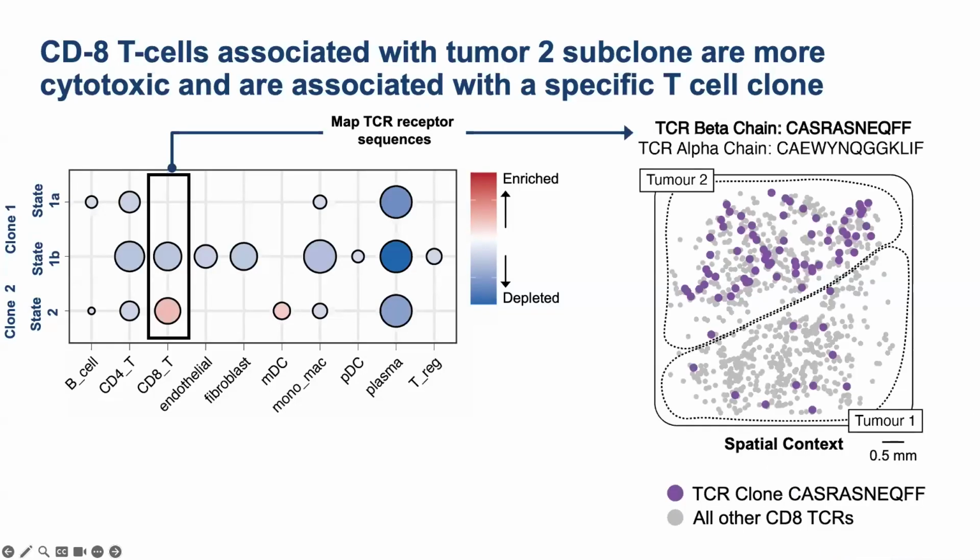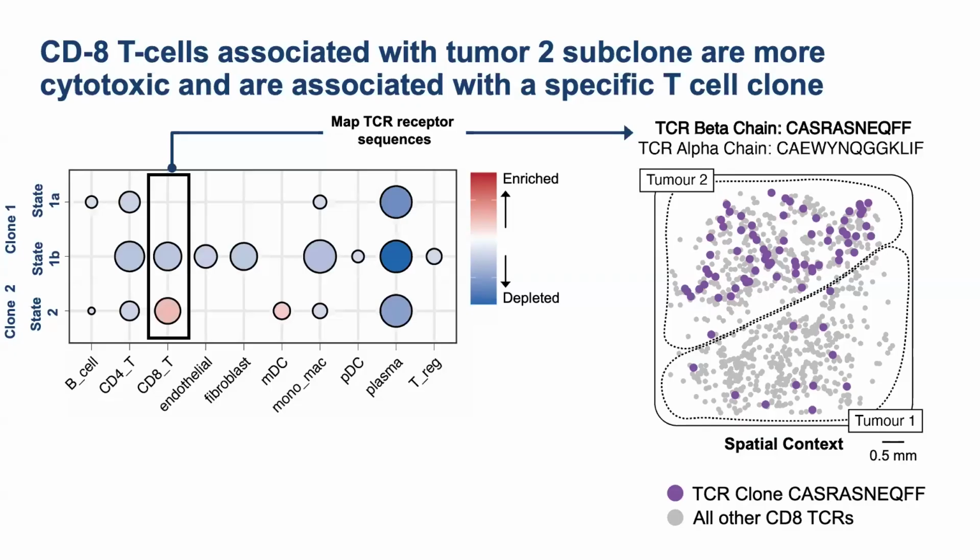We also then sequenced the T cell receptor sequences of these CD8 T cells. It revealed that a particular clone of CD8 T cell is specifically interacting with this particular tumor subclone. This is one of the first times we were able to observe CD8 T cell clonality linked to a specific tumor genetic clone.